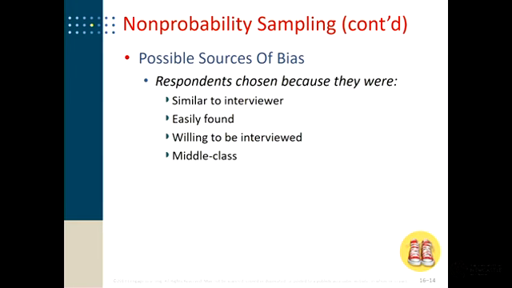Now, when you go for non-probability sampling, we actually have some biases. I already have mentioned what we mean by bias. Bias means when we do not get the most likely result or the most likely response. Those are the sources of bias. So what are these? First of all, it's similar to interviewer. That's one source of bias. Do you understand this point? What do you mean by this?